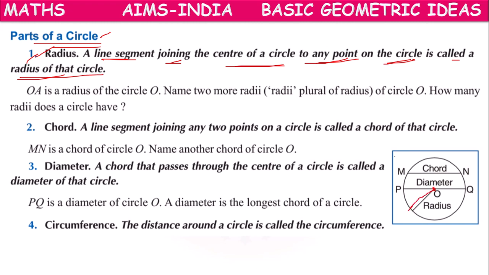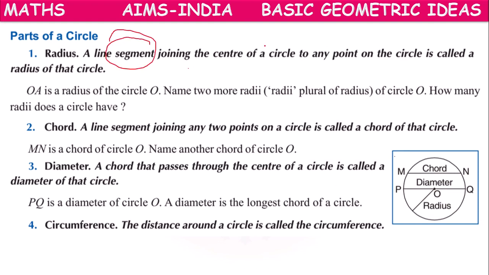The line joining the center to any point on the circle is called a radius. This is also called a radius. Like that, we can have infinite radii, but all radii are equal. So a radius is a line segment joining the center of the circle and any point on the circle.